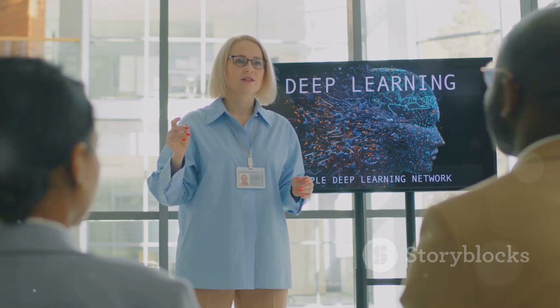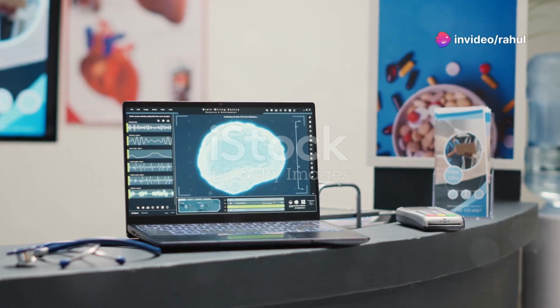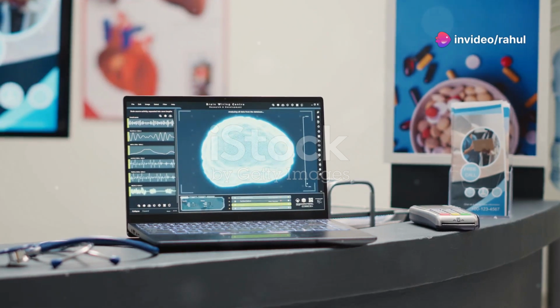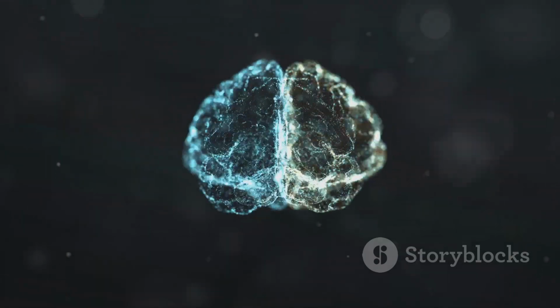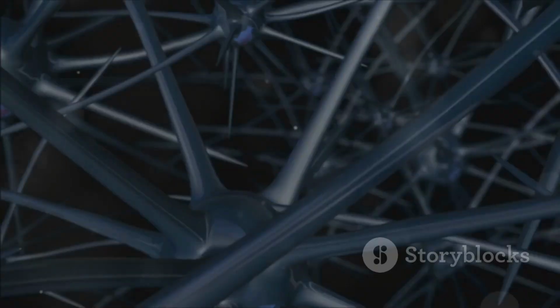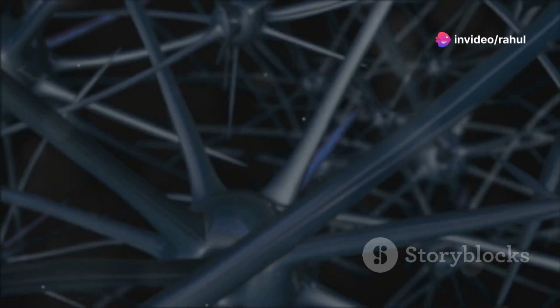Section 6. Neural networks and deep learning. Neural networks are the backbone of deep learning. Inspired by the human brain, they consist of layers of interconnected nodes or neurons. Each neuron performs a simple computation, solving complex problems together.